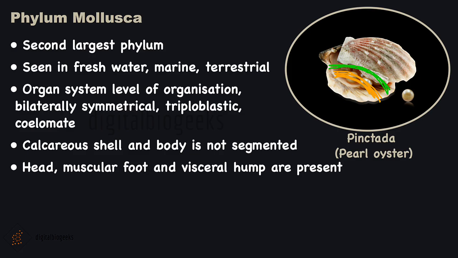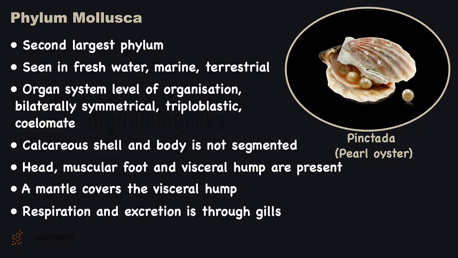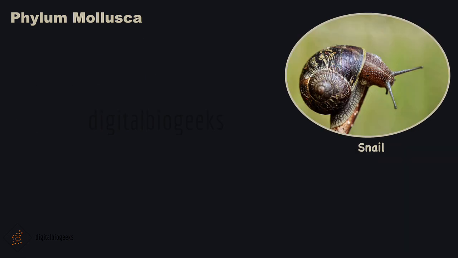In between the space of this mantle and visceral hump, there is a small cavity that contains the gills. Respiration and excretion happen through the gills. The head is placed on the anterior end and that has the sensory tentacles.